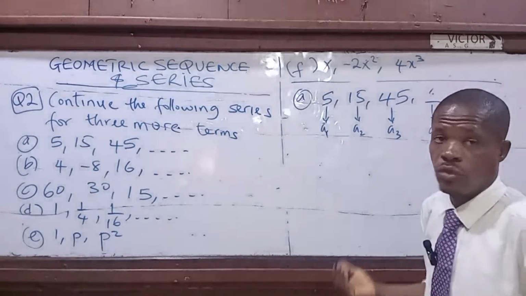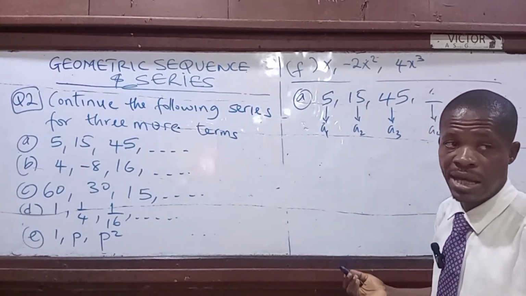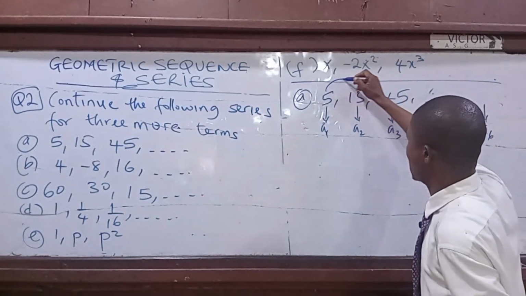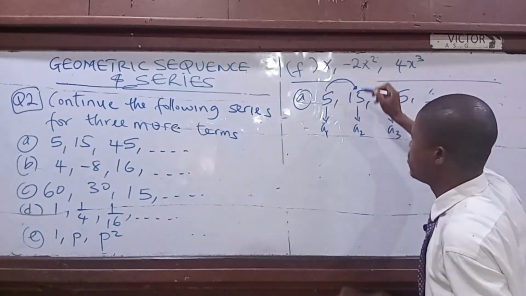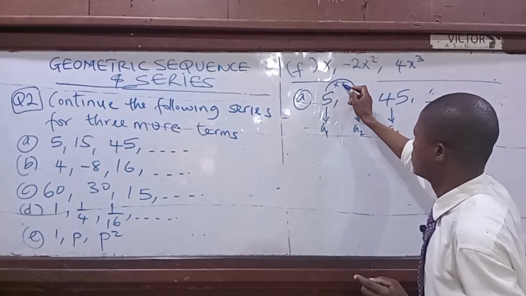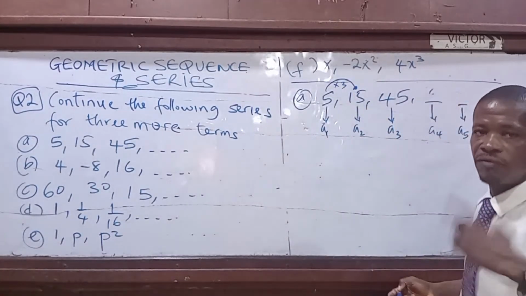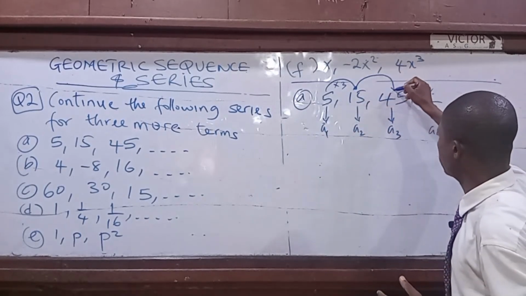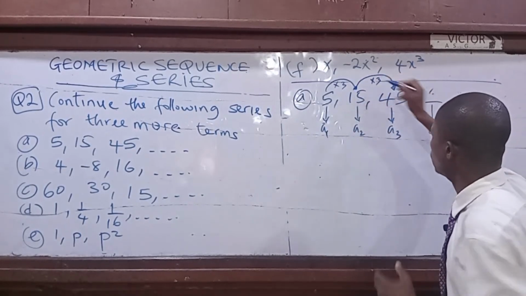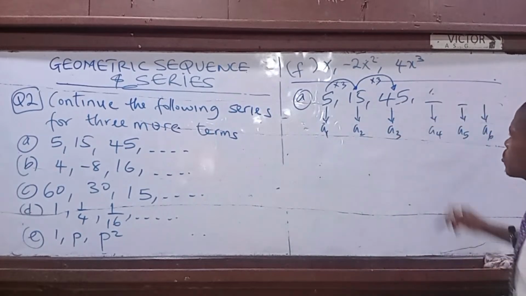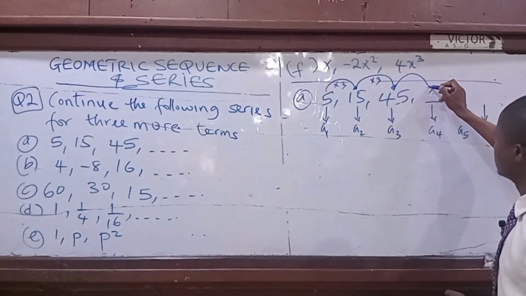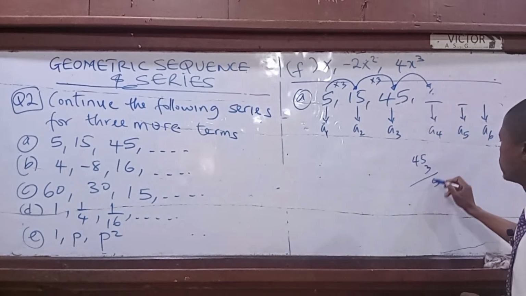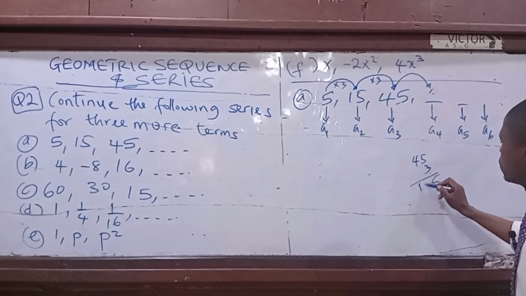You can use the formula if you want to, or you can look at the pattern. If you look at the pattern, you can see there is a multiplier number. This is times 3 to get the next number. 5 times 3 will give you 15. And again, that same multiplier times 3 again will give you the next value. So I can continue in that pattern. Times 3 again, 45 times 3 is 135.